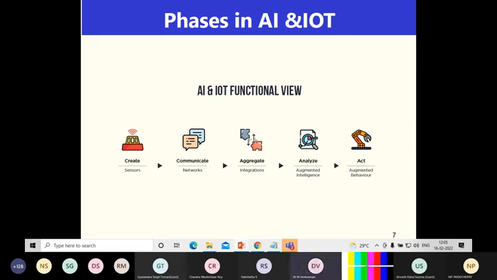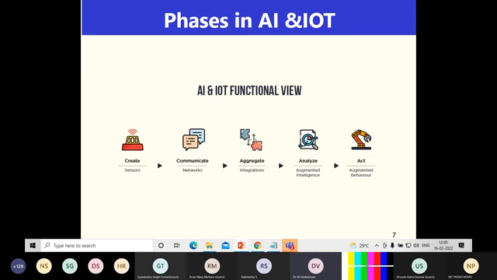AI plays a role here, where you will analyze the data, using augmented intelligence. If you say AI, machine learning will be there, data science will be there, and data analytics will be there. Depending upon the application's requirement, you can use any one of these techniques and try to discover interesting patterns from the data which you collected through IoT devices.